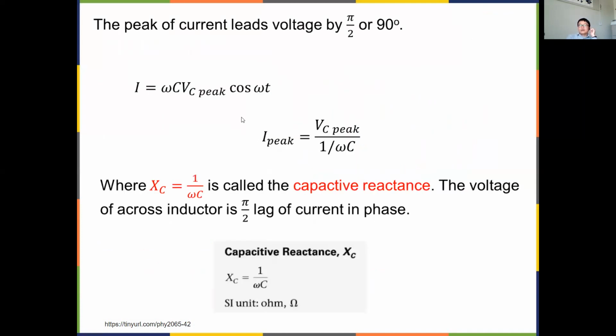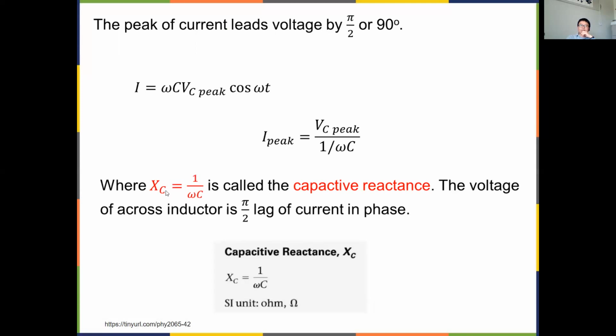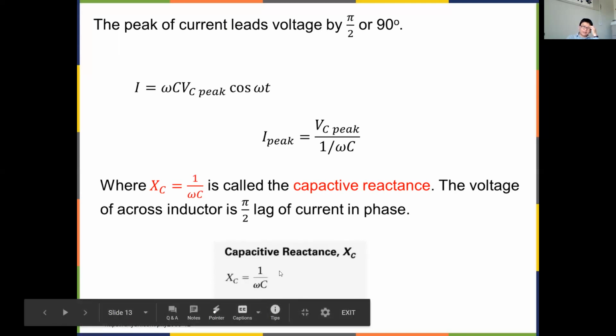So take a look at the expression for the current. It's omega C VC peak. If you rewrite this, I peak is VC peak divided by 1 over omega C. This is called the capacitive reactance, XC equal to 1 over omega C. Capacitive reactance is inversely proportional to the frequency. Omega again is 2 pi times f.